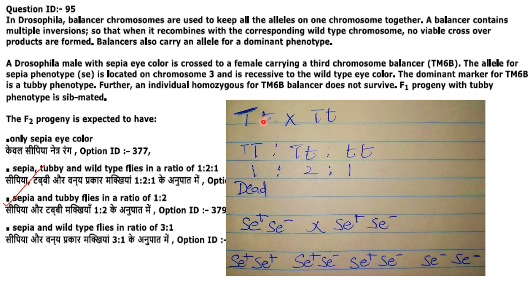That is the F1 progeny, it is selfed, and you get 3 different progenies, of which capital T will be dead, because they have mentioned already an individual homozygous for TM6B balancer does not survive. So that will be dead. If you see for sepia eye color, they have asked for sepia eye color only, not the wild type eye color. So sepia eye color, it is in the ratio of 1. So sepia and tubby flies in the ratio 1:2. So the answer here is option 3.